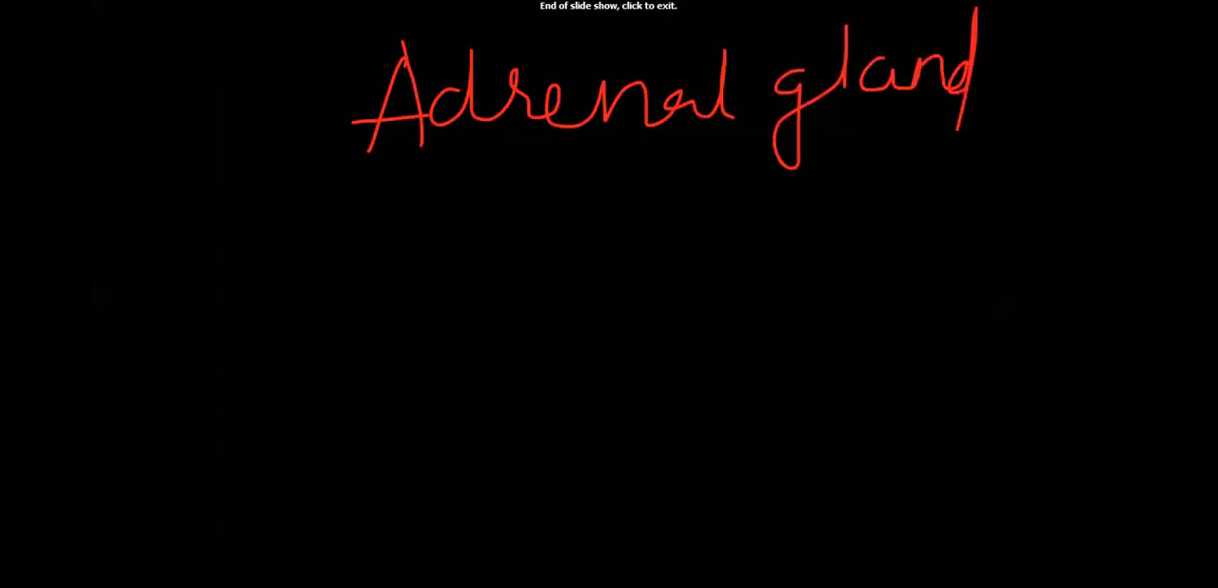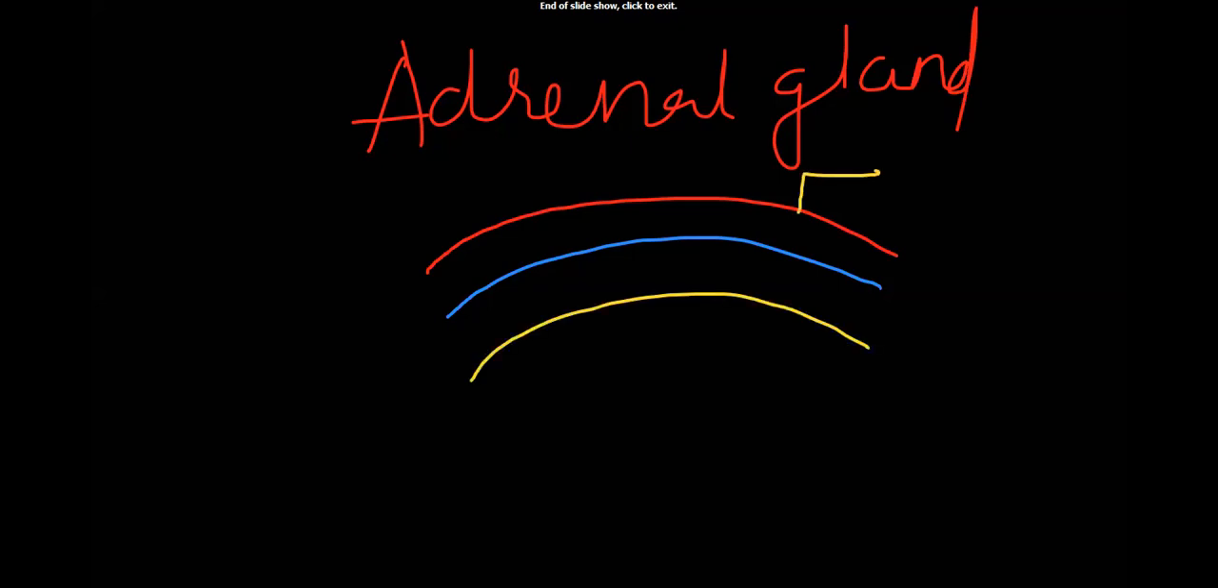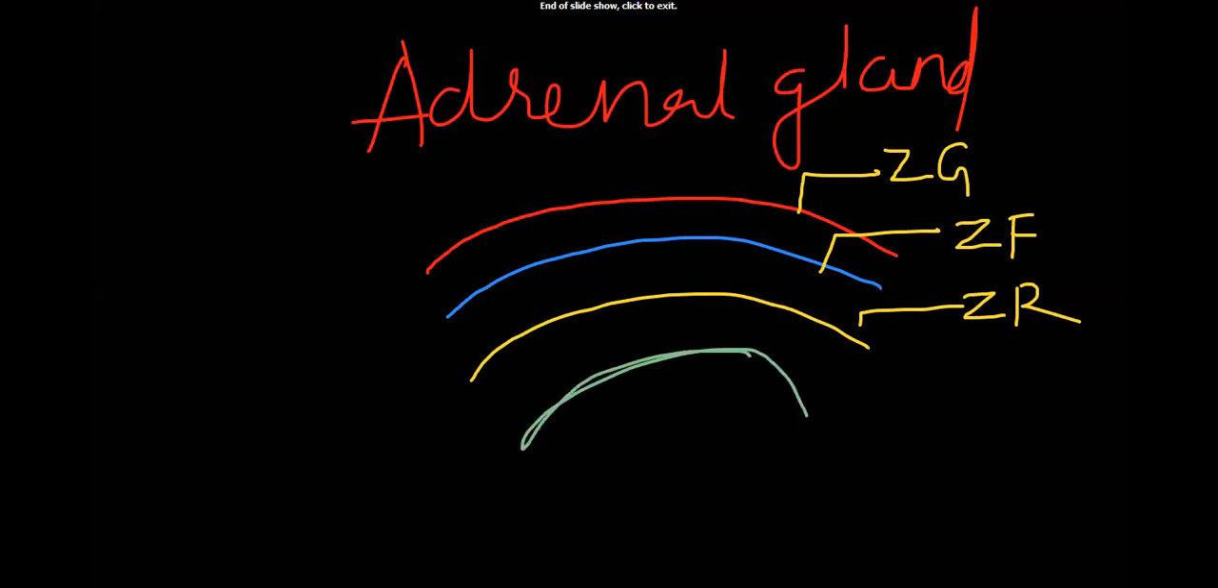I am saying again, the adrenal gland has three layers in the cortex. What are the three layers of the adrenal cortex? Zona glomerulosa, zona fasciculata, and zona reticularis. Next, the innermost layer. Who is called the innermost layer? The innermost layer is the adrenal medulla.